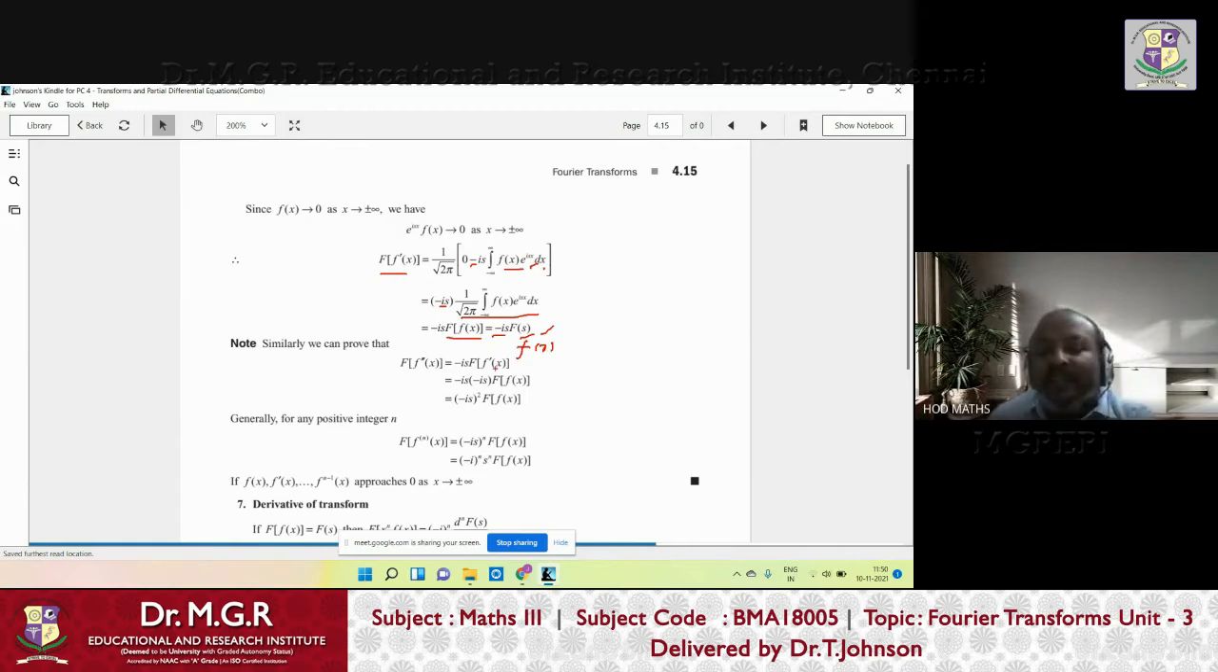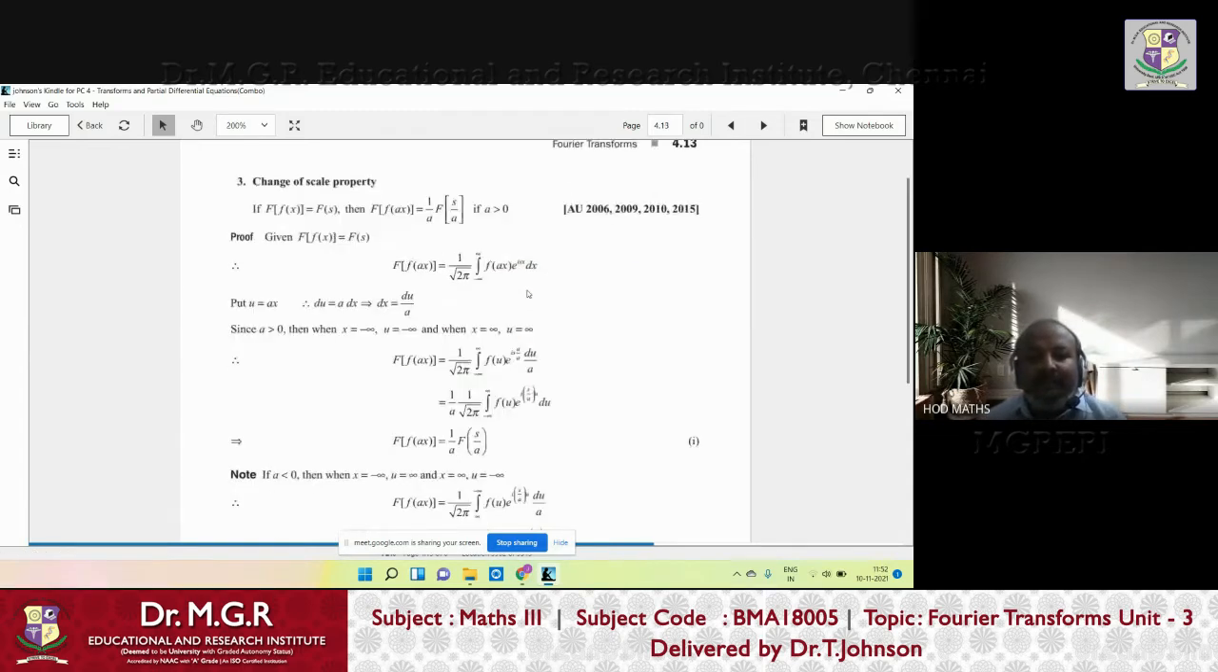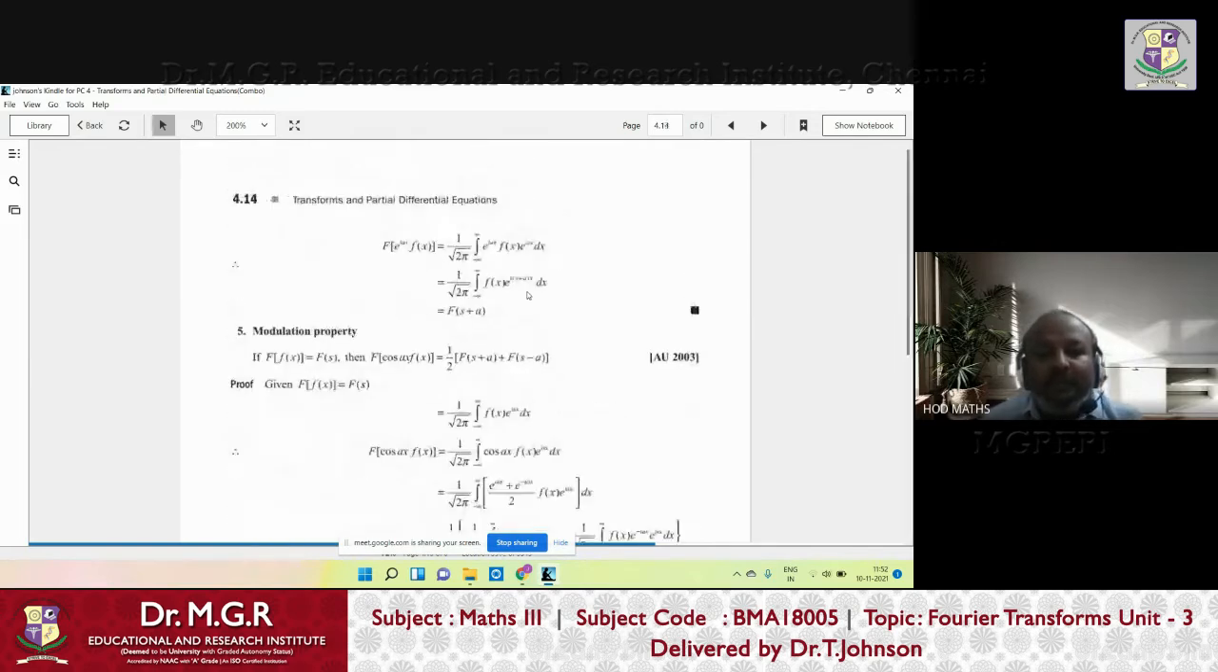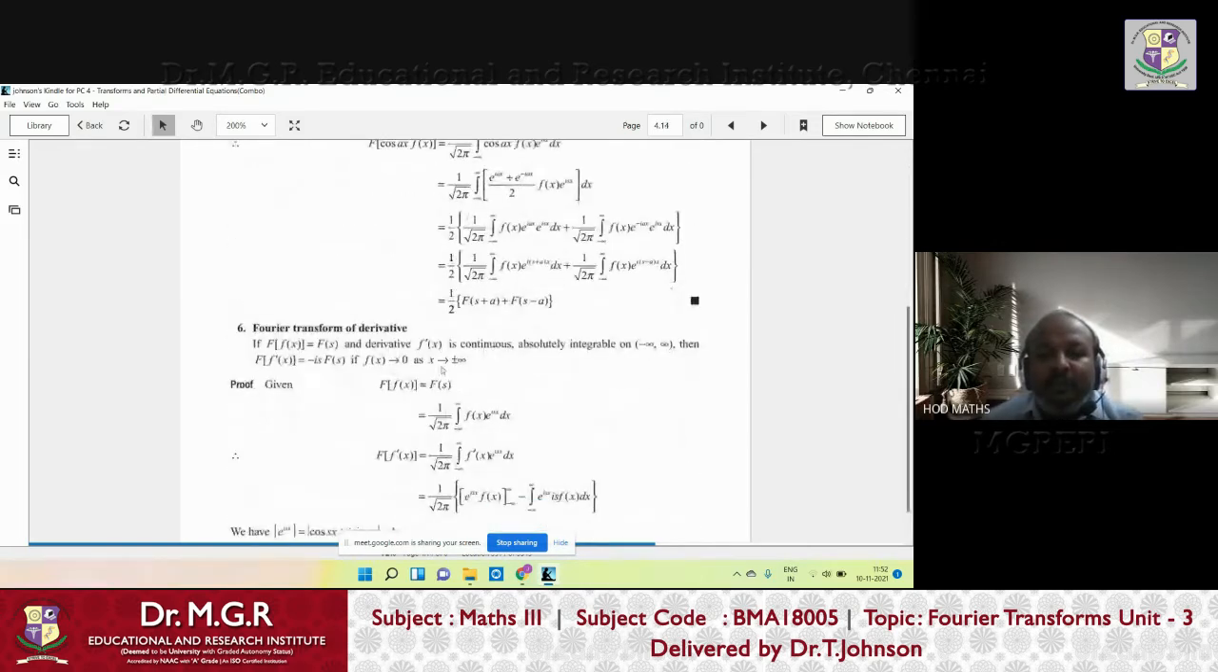Similarly, for the function f dash of x, f double dash of x is the derivative. If you differentiate f, you will get f dash. Similarly, if you differentiate f dash, what do you get? You will get f double dash. So, as per the statement, what other things are assumed in the statement? f of x goes to 0 when x is plus or minus infinity and f dash of x is continuous. We simply assume the same thing for the next derivatives.